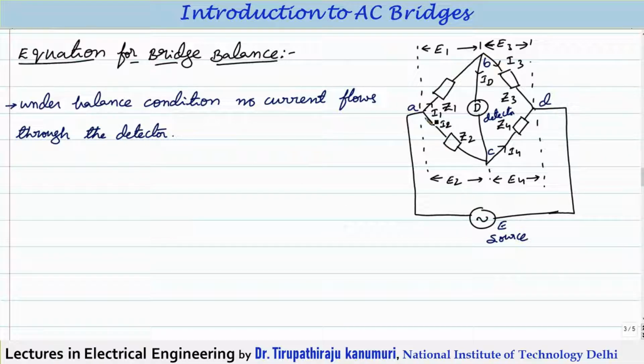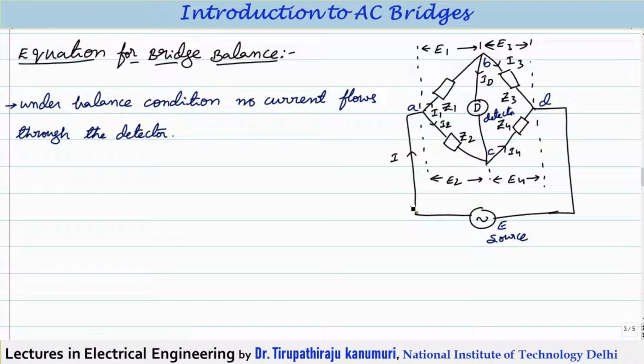Under balance condition, you can see this is the bridge. Let us assume this is my point A, and these are the junctions B, C and D. Out of the total supply current, let us assume this is the current taken from the supply. This will divide into I1 and I2. Once I1 reaches this junction, let us assume some current ID passes through the detector, and the remaining current passes through Z3. Similarly, I2 comes here, and ID comes here, and both currents combine. So I4 will be the sum of I2 plus ID reaching the point D. In this way they will pass.